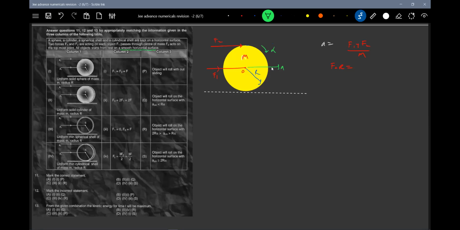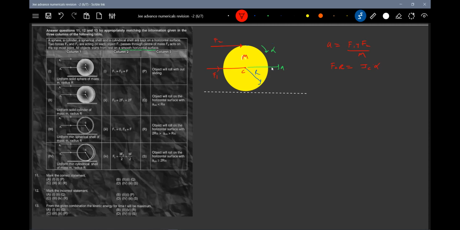F2 into R should be equal to moment of inertia, I'll make it IC, into alpha, or just only alpha. Let it be written. If F1 equal to F2, okay, I think we have only this much. I think we are in a little bit better position.